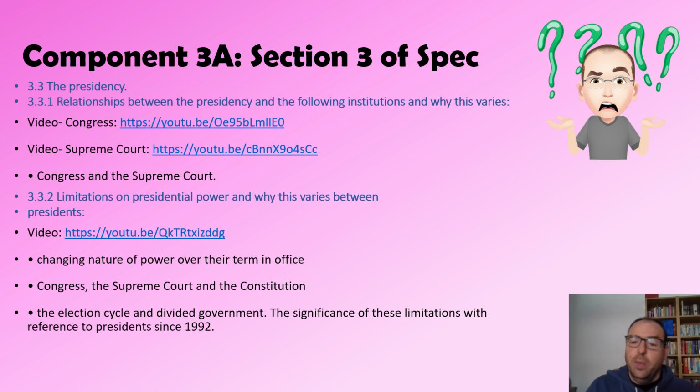And again, we've got this bit, it seems to me, that questions quite like, where you're balancing the power, talking about the balance of power between the different elements of government. So Congress, Supreme Court, Constitution, again linking to some of the stuff that we looked at earlier. The electoral cycle, divided government. And again, it's telling you that you need lots and lots of examples.